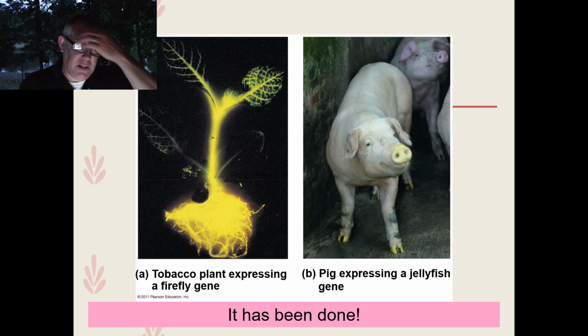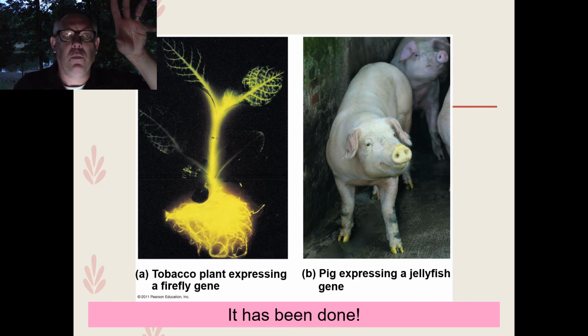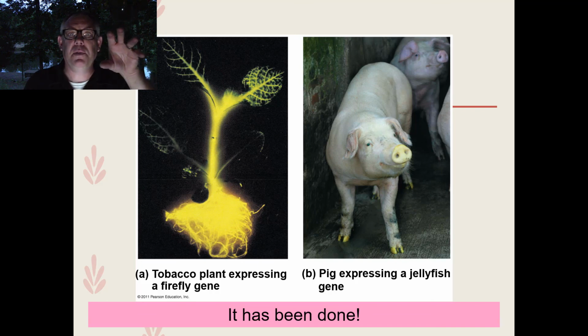If you look here on the left, you've got a tobacco plant. And this tobacco plant has had a gene from a firefly spliced into it. You take the gene from the firefly that makes luciferase, which is an enzyme that when it cuts molecules apart, gives off light, and that's how fireflies are able to light up. They use this luciferase gene. Well, you take that gene, put it into a plant, and that plant will transcribe and translate the protein, and that plant will light up.